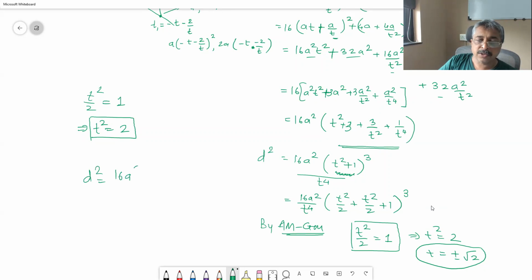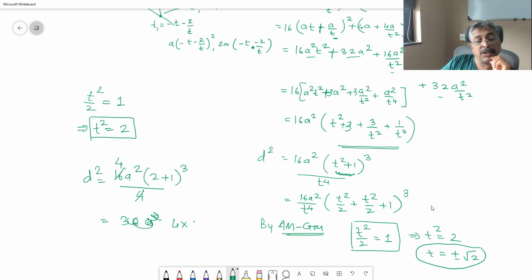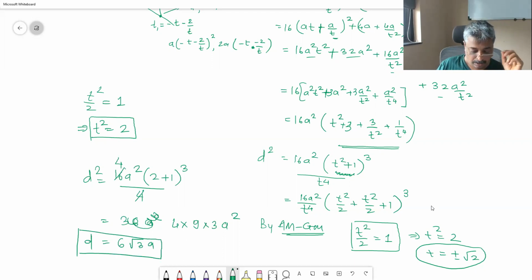D square is equal to 16a square into (t square plus 1) bracket cube upon t raised to 4, that is 4, which is equal to 4a square, and this is 3 cube. Sorry, 3 cube. So this is 4 into 27. So 9 into 3 a square makes it 6 root 3 a. So the minimum distance is 6 root 3 a, and t is equal to root 2. That is the most difficult problem in this set.